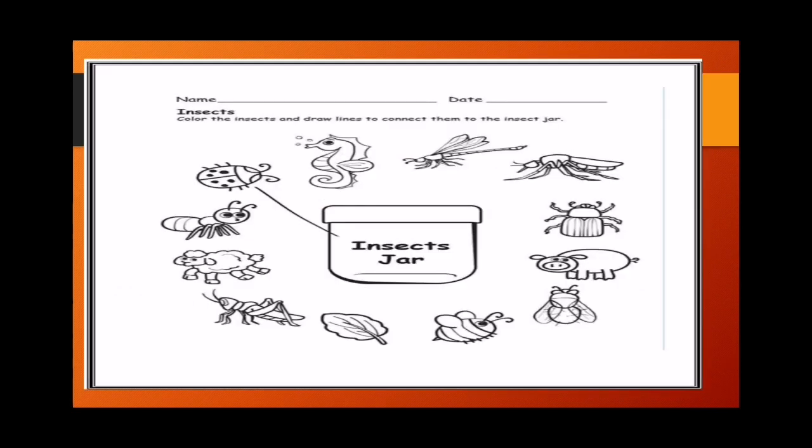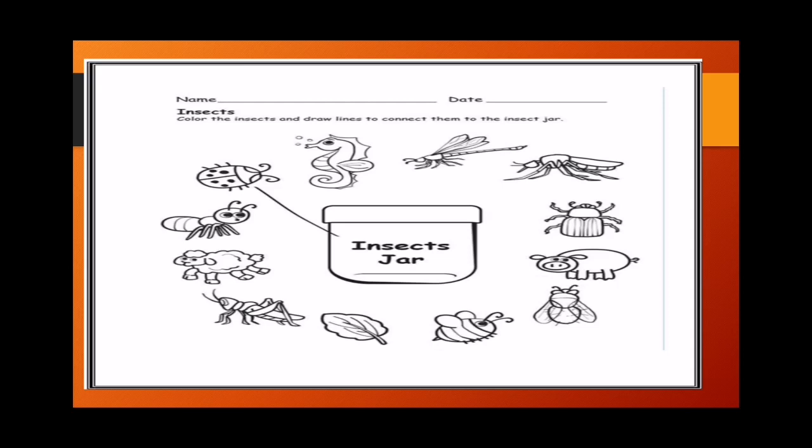Now here what we are going to do is color the insects and draw lines to connect them to the insect jar. Now the first one we have already done. What is this, students? Very good. Ladybug. Ladybug is an insect or not? Yes, it is an insect, so we have connected it with the insect jar.